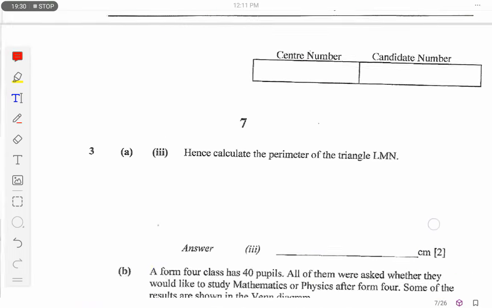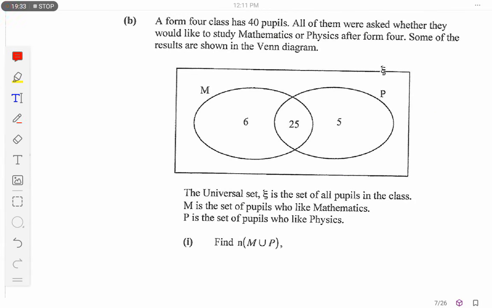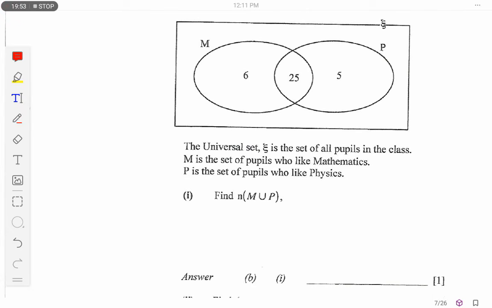Okay, let's move on to the next question. On our next question, we are saying a Form 4 class has 40 pupils. All of them were asked whether they would like to study mathematics or physics after Form 4. These are the results on the Venn diagram. M is representing mathematics, P is representing physics. Then they are saying find n of M union P. Basically, we want to find the number of mathematics students union physics students, the students who are going to be doing mathematics and those who are going to be doing physics.